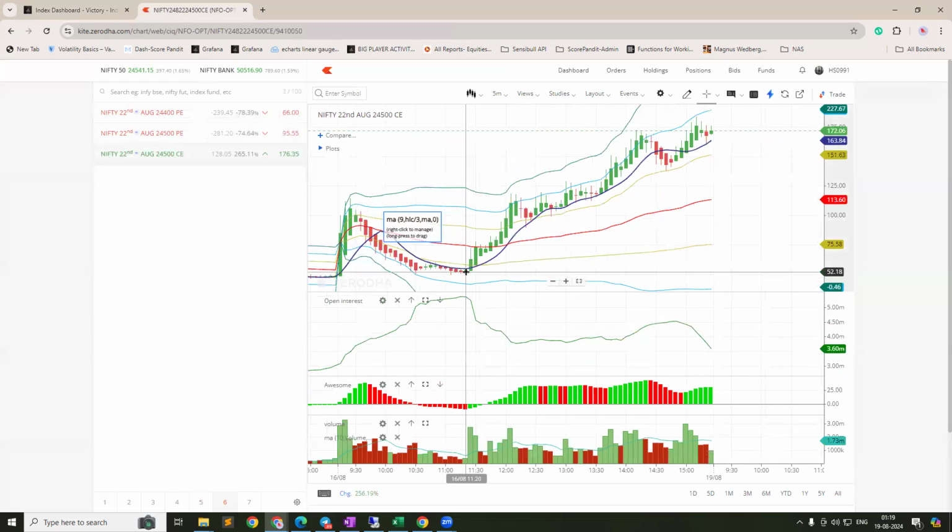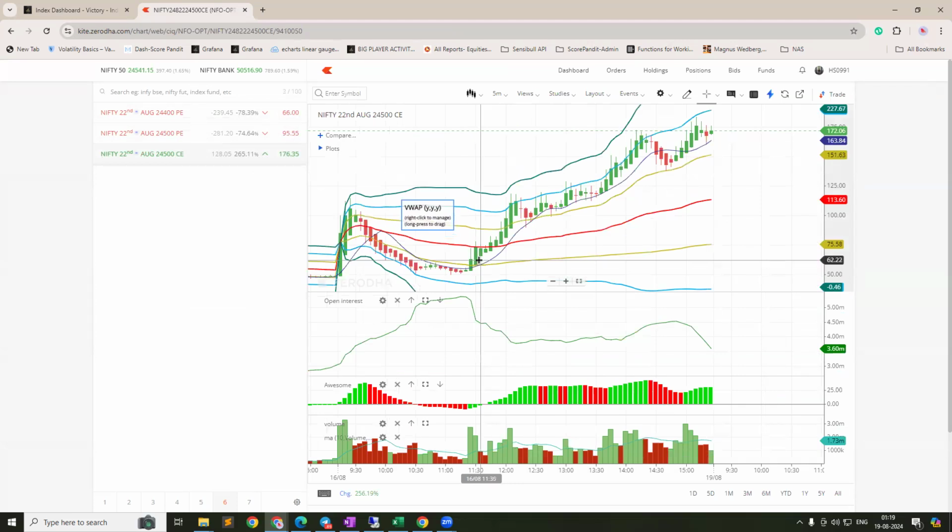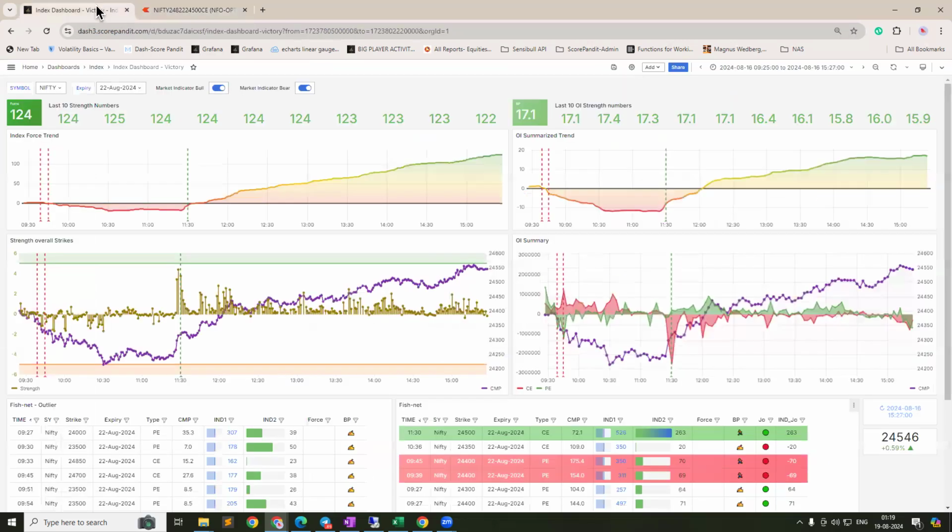Here you see at 11:30, somewhere around here, the price is 62. You can directly jump into the trade and you can see it has moved very nicely. At 115 you can basically book because it is touching the +2 SD as well. So from 66 to almost 114, that's an easy 60 points within less than 1 hour, and you can remain in the trade.